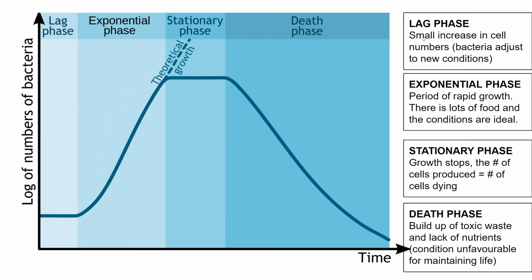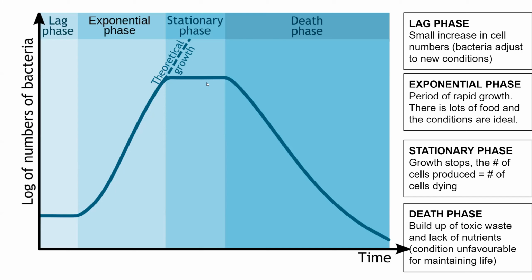In the beginning, the lag phase, there is a small increase to the cell number as bacteria get used to the new conditions that they're in. There's lots of food and the ideal conditions are met, so there's going to be lots of production, and that is the exponential phase. We call it exponential growth because 1 becomes 2, 2 becomes 4, 4 becomes 8, etc. It grows exponentially.